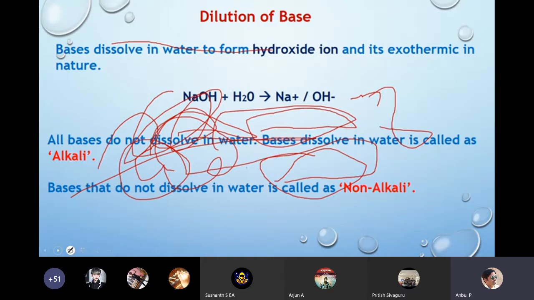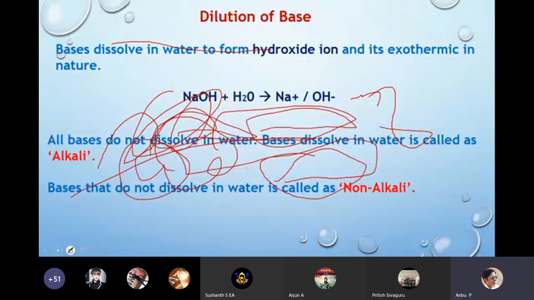So what is going to happen when acids are added to water and bases are added to water? When acids are added to water, they liberate hydronium ion. These hydronium ions are highly exothermic in nature, and the safest way of diluting acid is that acid should always be added to the water, but not water to the acid.